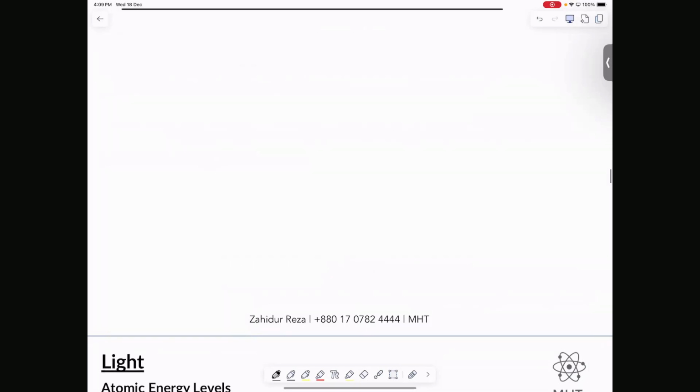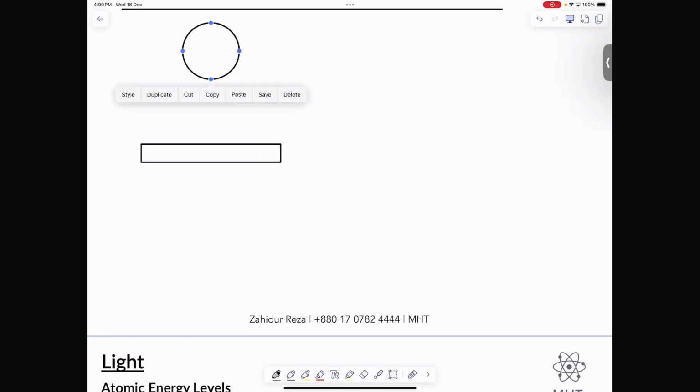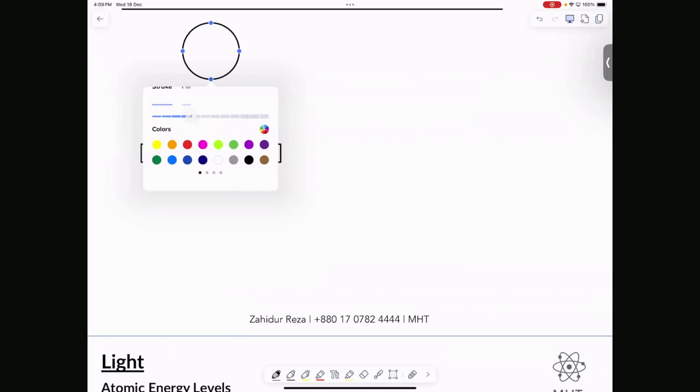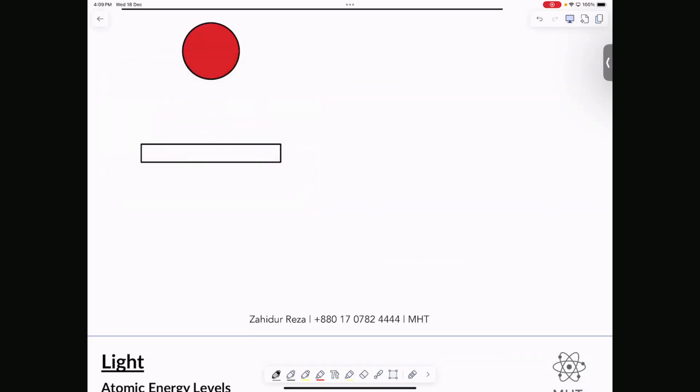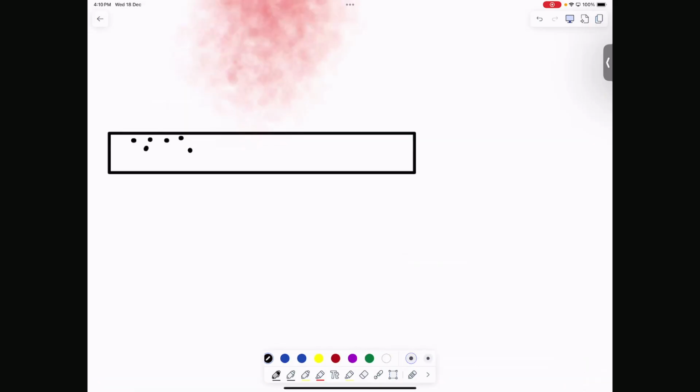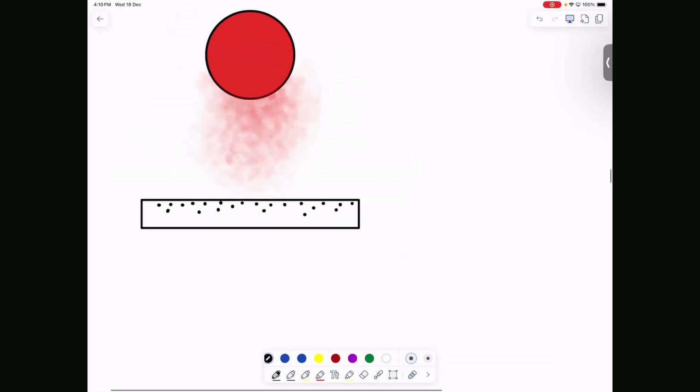Let's do a recap. So you have this metal surface, and you have a light source here. What's happening right now is that from the light source, there's light coming out, and the light falls on the metal surface. On the metal surface, you have lots of delocalized electrons, which require what to be removed? Energy. Okay, so fine. And you are providing energy using the light source.